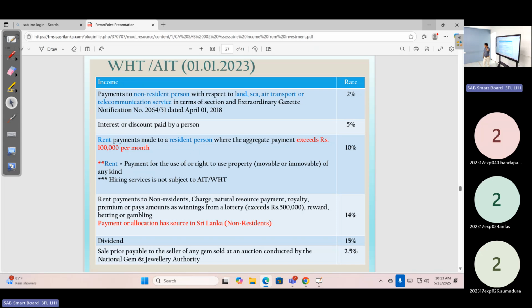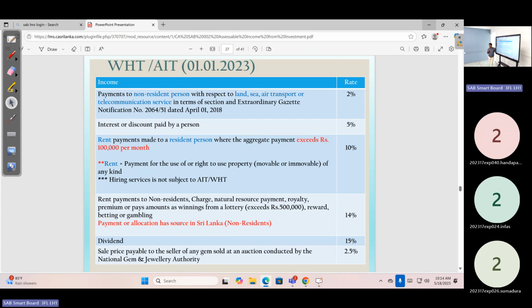That is more than the tax. Here, if the annual income is less than 1.2 million, after the 1.2 million, the tax is refunded again. If the payment is more than 100,000, deduct 10% on the gross payment. Gross payment means you are not going to deduct any expenditure.